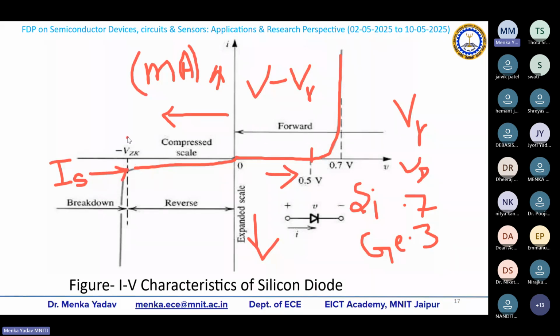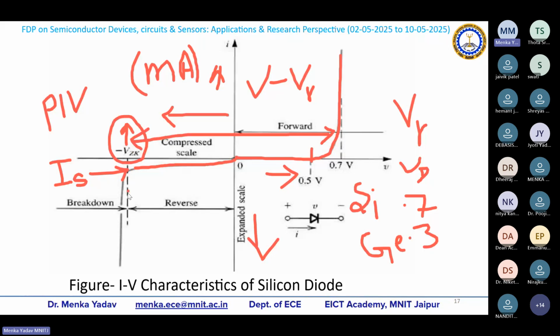Now, what is this VZK? This is known as the breakdown. So it is the breakdown condition. We should always avoid the breakdown. So we also call this the PIV rating, peak inverse voltage. Peak inverse voltage is nothing but this voltage, and we should only operate our diode in this particular region. We should not go beyond this.